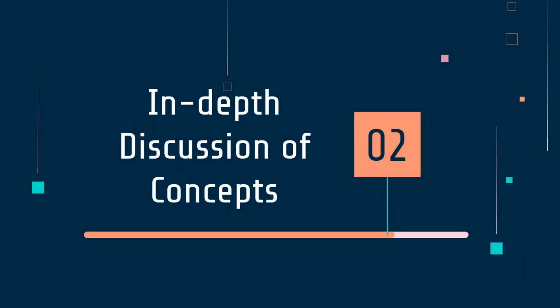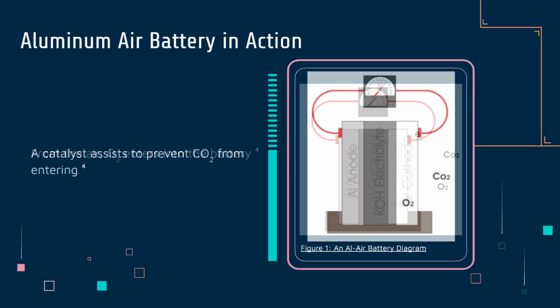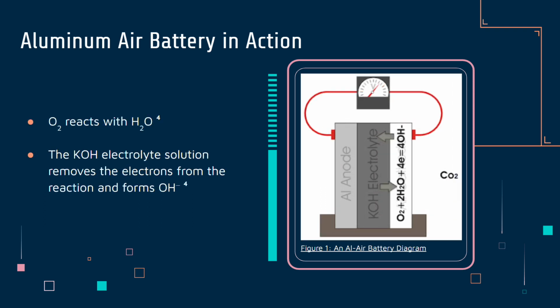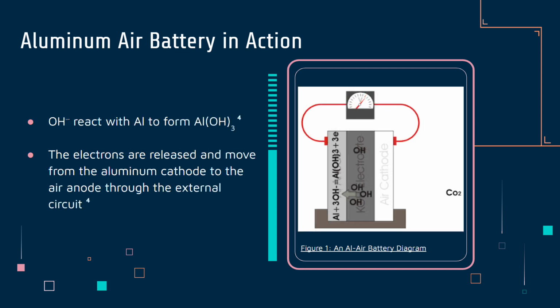In-depth discussion of concepts. How does an aluminum air battery work? From the air, oxygen enters into the battery. A catalyst assists to prevent carbon dioxide from entering. Oxygen reacts with water. The potassium hydroxide electrolyte solution removes the electrons from the reaction and forms hydroxide ions. Hydroxide ions react with aluminum to form aluminum hydroxide.